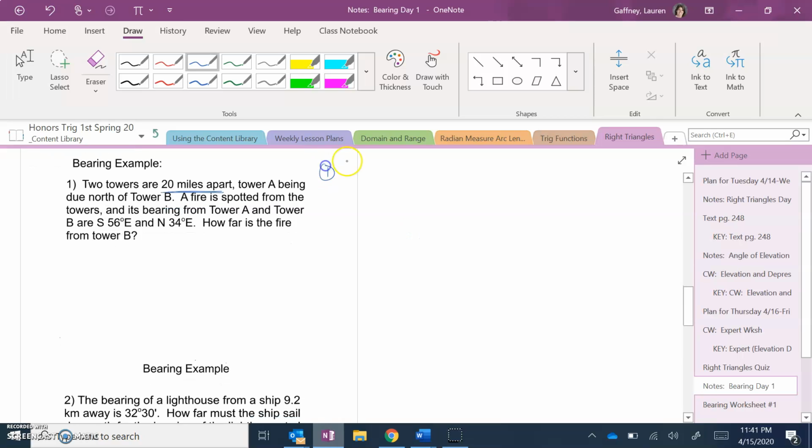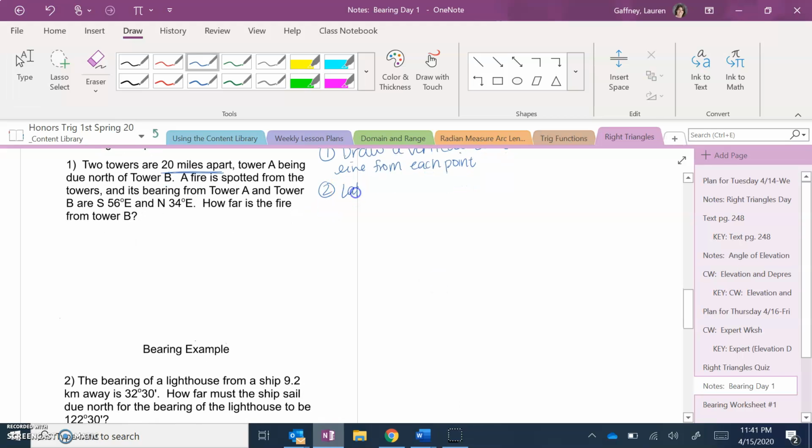So a couple things. First of all, you want to draw a vertical dotted line from each point. And I'll show you when I draw my picture what I mean. This part is super important here. You want to label everything.